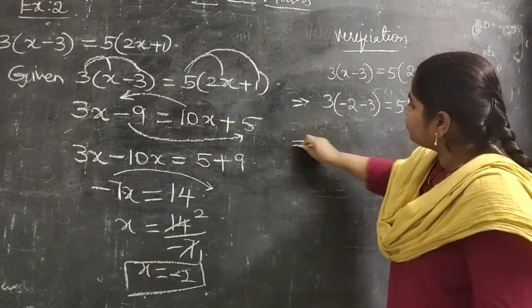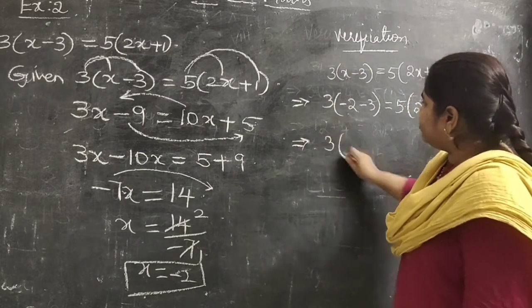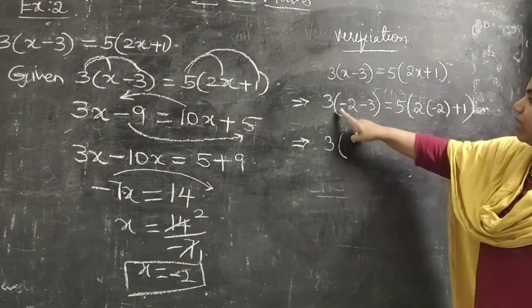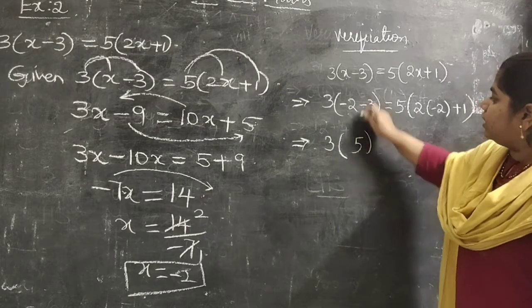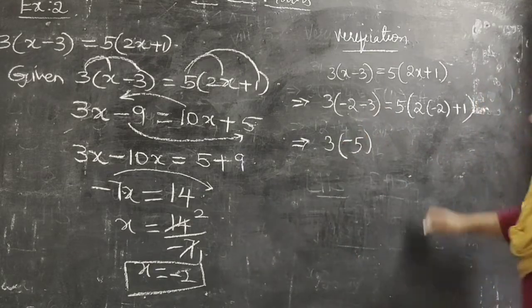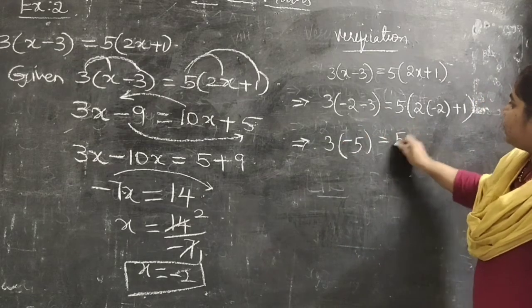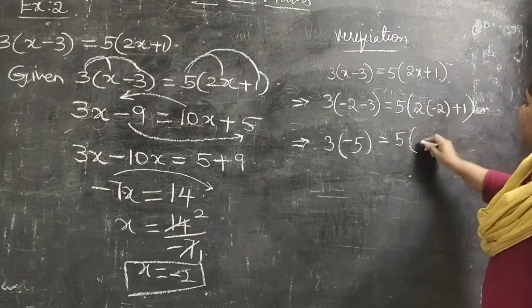Now 3 into minus 2 minus 3. Minus into minus is plus. 2 plus 3 is 5, and the bigger number's sign is minus. So you got minus 5 is equal to 5 into, plus into minus is minus.